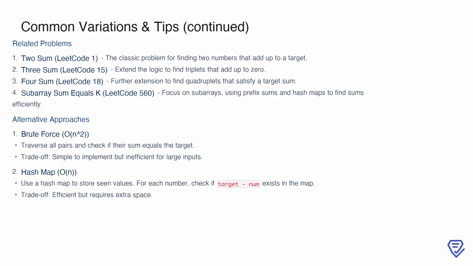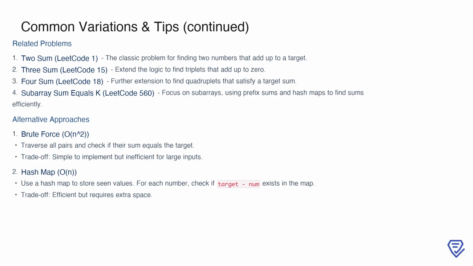This problem is closely related to several other classic coding challenges that you should practice to deepen your understanding. One foundational example is the two-sum problem, where you find two numbers that add up to a target value. This logic can be extended in the three-sum problem to identify triplets that sum to 0, or even further in the four-sum problem, where quadruplets satisfy a given target. Another related challenge is subarray sum equals k, which shifts the focus to subarrays and often requires techniques like prefix sums and hash maps to solve efficiently.